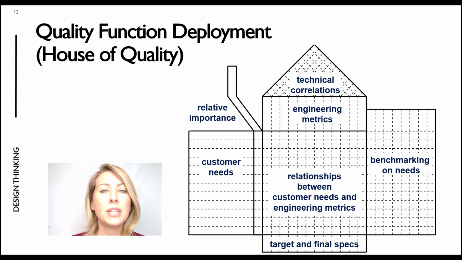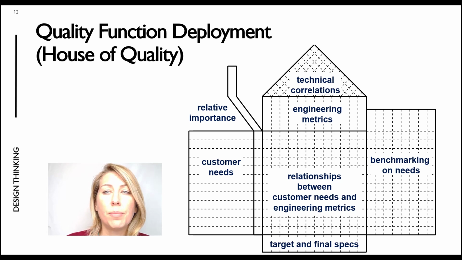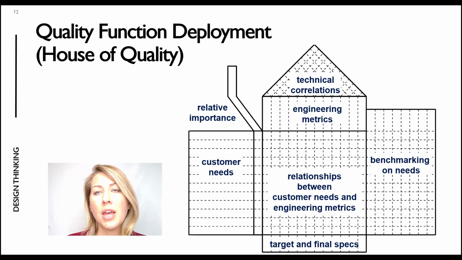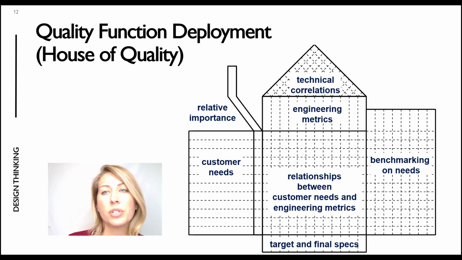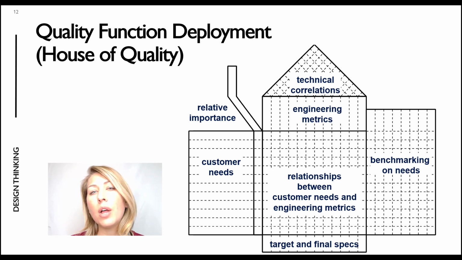On the left is where we would list the customer needs and rank them according to relative importance. On the top is where you will list the metrics used to measure the needs. On the bottom is where you'll list the target and final specifications for each metric. And on the right-hand side, there's a space to compare how well your needs match up to the competitors.